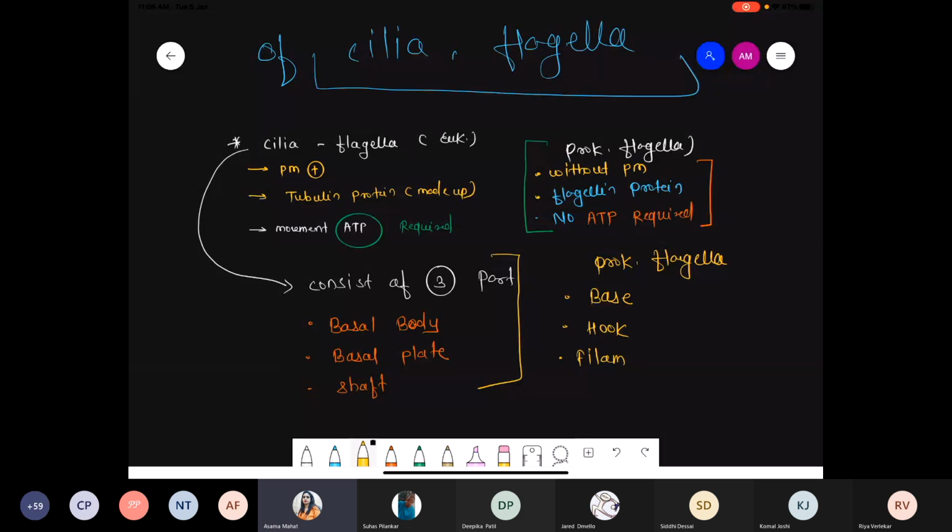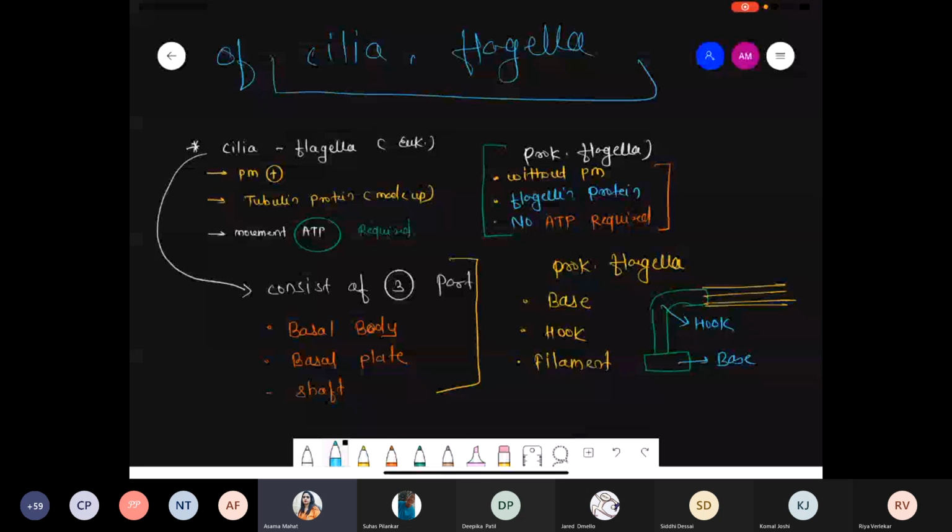This is the base. Now this structure is called the hook, and this structure is called the filament. So prokaryotic flagella are also made up of three parts, but the parts vary: base, hook, filament, while eukaryotic flagella and cilia are made up of the basal body, basal plate and the shaft. So a question will not be made asking which parts it consists of, so we are not taking those parts.